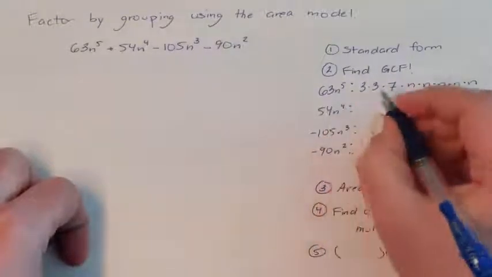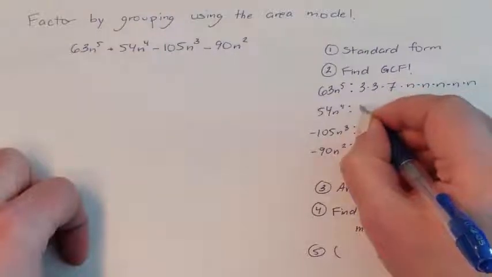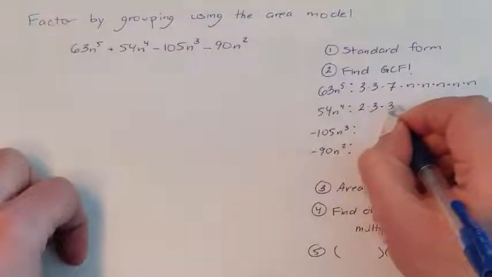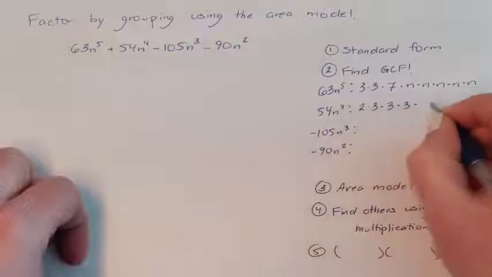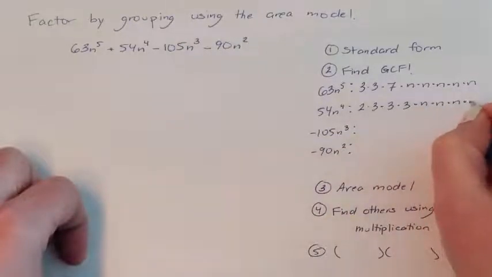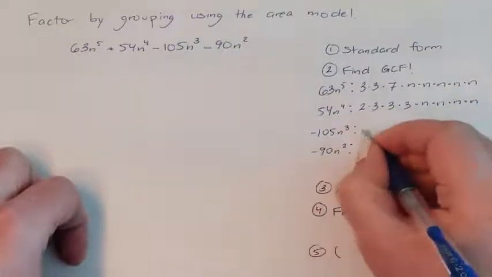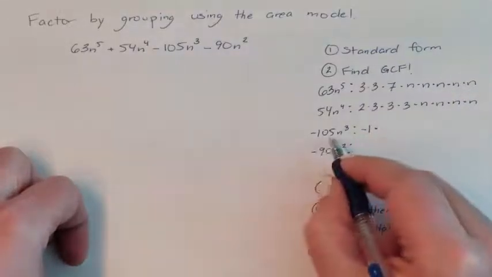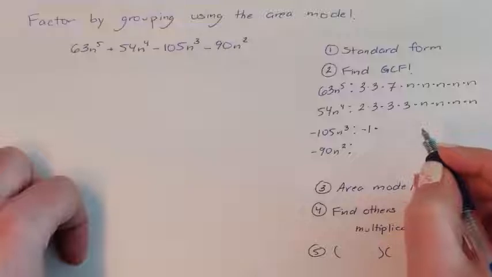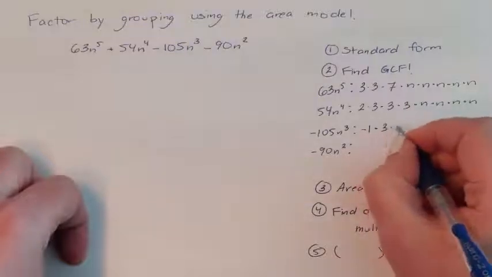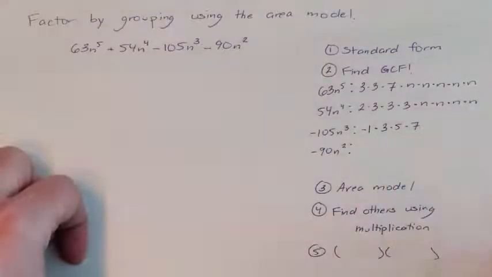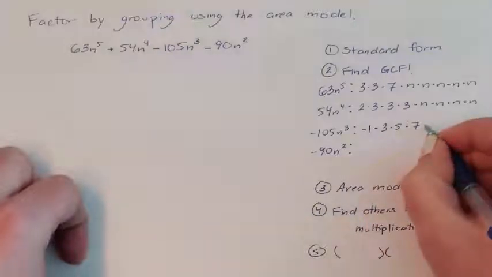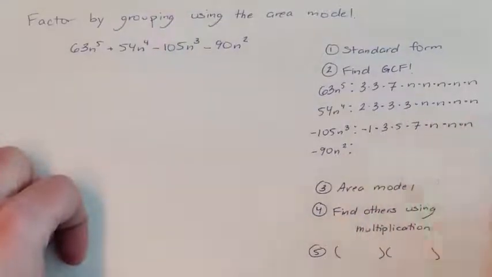54 n to the 4th is going to be 6 times 9. Neither are prime, so you have to break both of them up again. N to the 4th means there are 4 of them. Negative, the only number allowed to be negative is -1, so -1 has to be there. 105 is actually 15 times 7, and 15 is not prime, so you need to break the 15 up. So there is my 15 times 7. N to the 3rd means there are 3 of them.